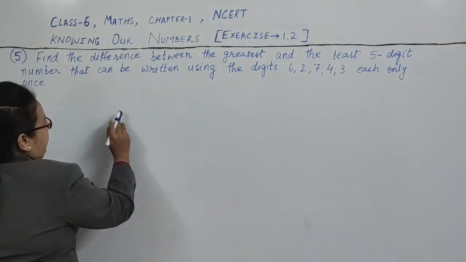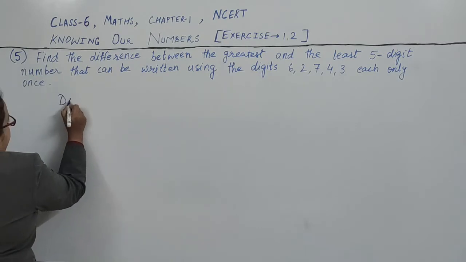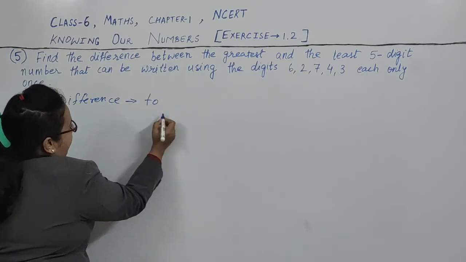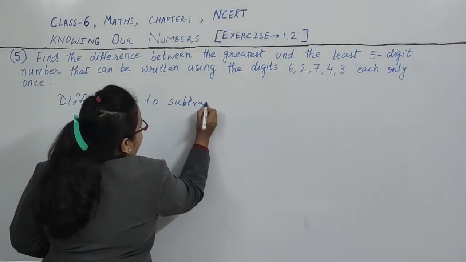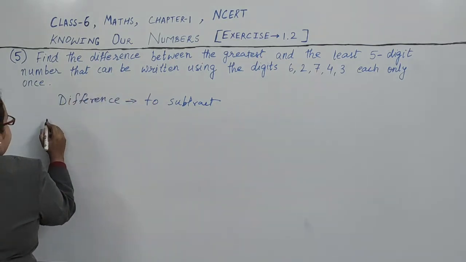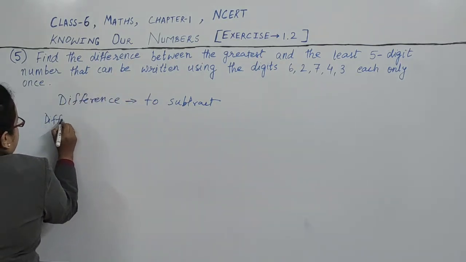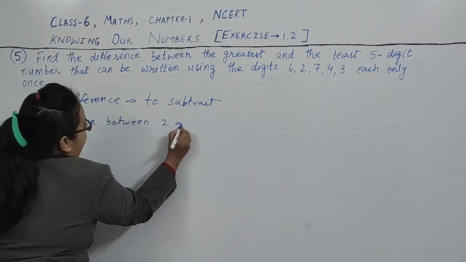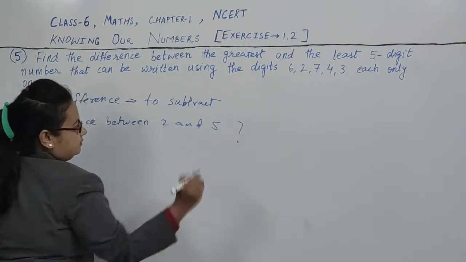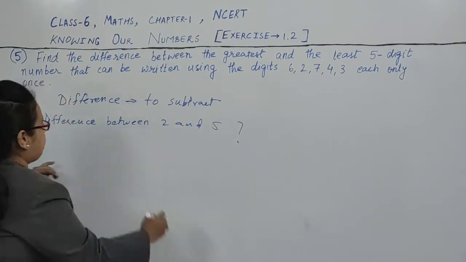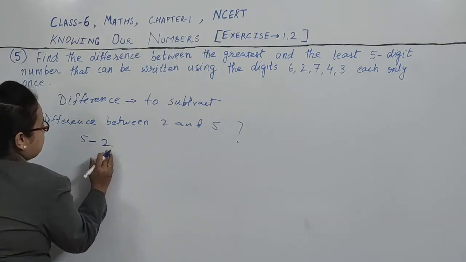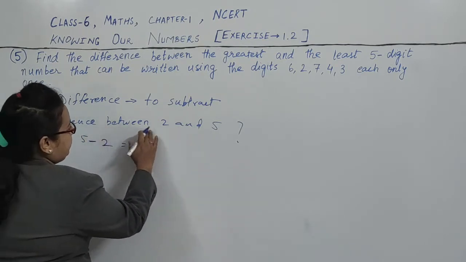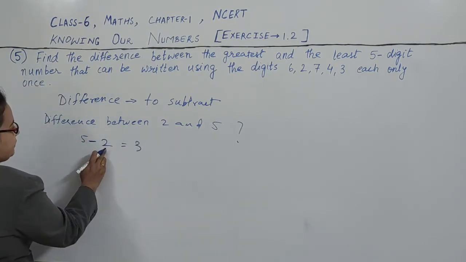Find the difference between. Difference means what? Difference means to subtract. Find the difference between 2 and 5. It means we have to subtract 2 from 5, which will give 3. So the difference between 2 and 5 is 3. So we have to subtract 2 from 5.